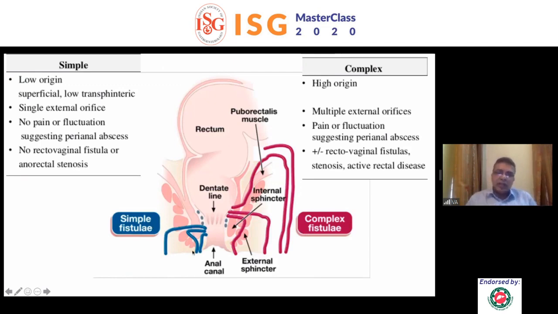Simple fistula is single opening, low origin, no abscess along with that. Complex is above the puborectalis, multiple openings, or it may have perianal abscess, it may have rectovaginal fistula.